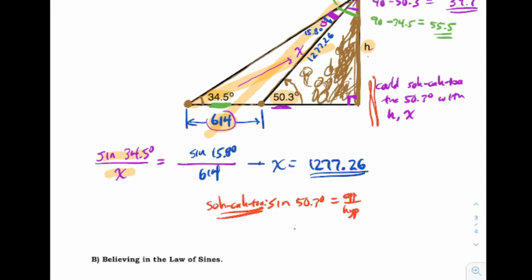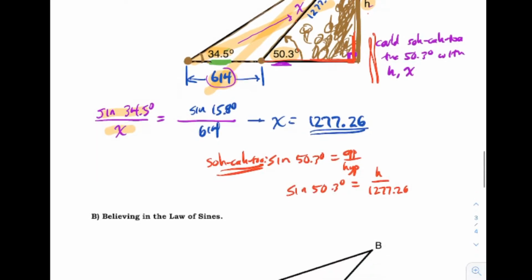And so the sine of 50.3 degrees is equal to H over 1277.26. And remember, this works because I am talking about a right triangle over here, right? That's a 90. I can use SOHCAHTOA on the 90. So let me come back up here. If you multiply both sides by 1277.26, I get 1277.26 times the sine of 50.3 degrees.